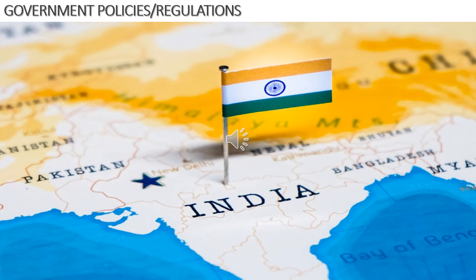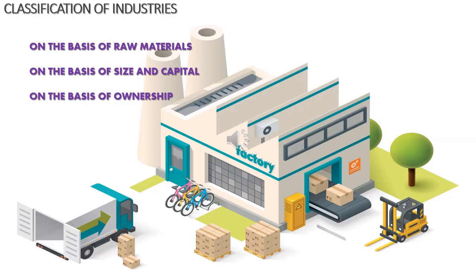So till now we discussed the factors responsible for the location of industries: geographical factors and non-geographical factors. Next we will move to the classification of industries. How are the industries classified? Industries are classified on various bases in the following ways.